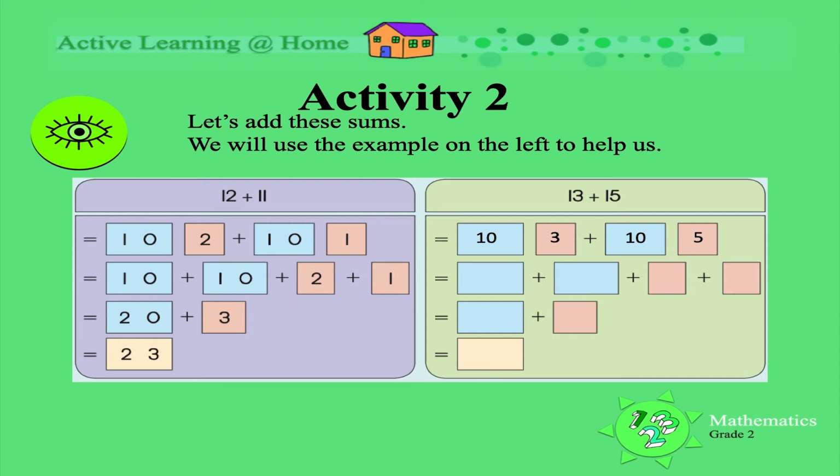In the next step, we need to put our 10s together and then we need to put our 1s together. 10 plus 10 plus 3 plus 5. We know that 10 plus 10 is equal to 20 and 3 plus 5 is equal to 8. And we know that 20 plus 8 is equal to 28. So now we know 13 plus 15 is equal to 28.